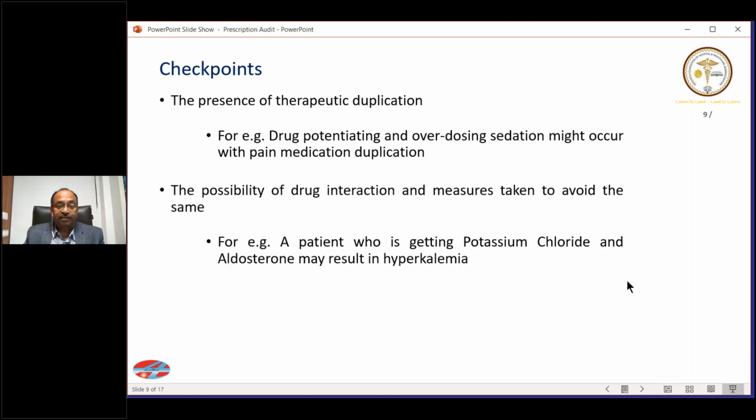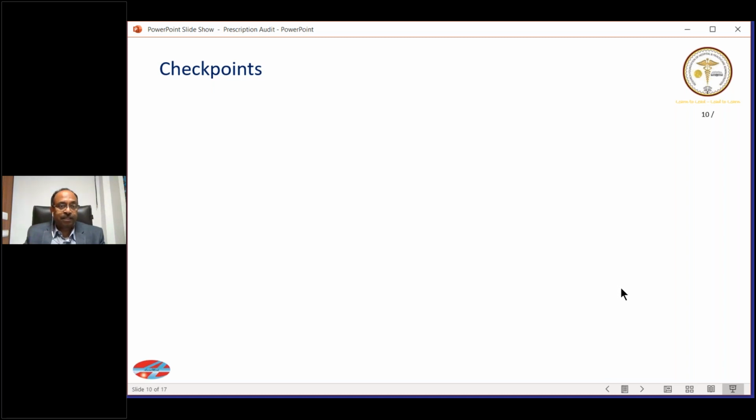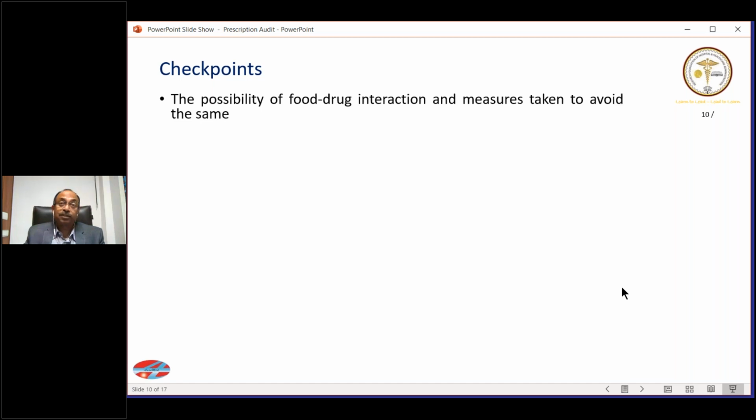Then we have to check for drug-drug interaction. This is easy to find because nowadays you have apps where you can verify the drug interactions between various drugs. So whether this has been taken into account while writing the prescription. The next is the possibility of a food-drug interaction. Some kinds of food may interfere with some medications. When that happens, the medication is not likely to be effective. So the prescription must take care of this.